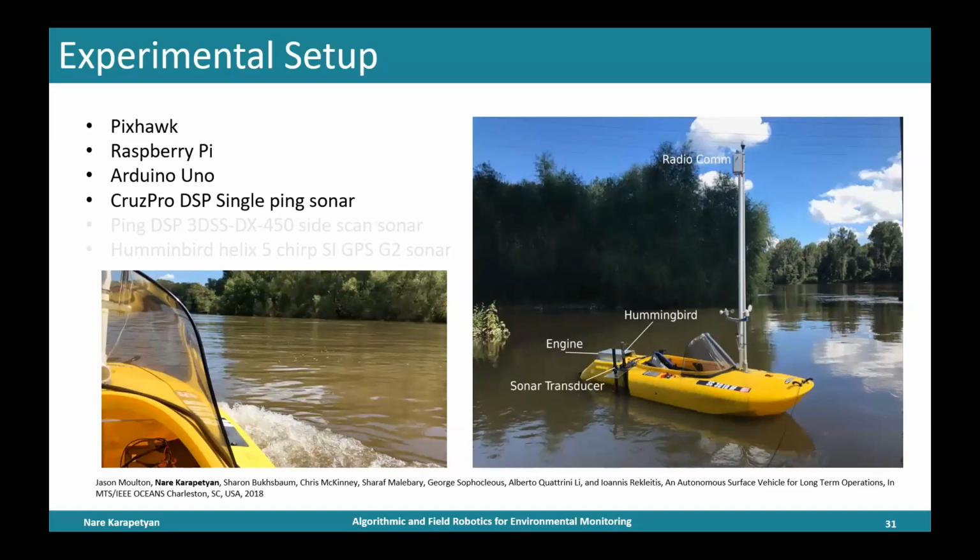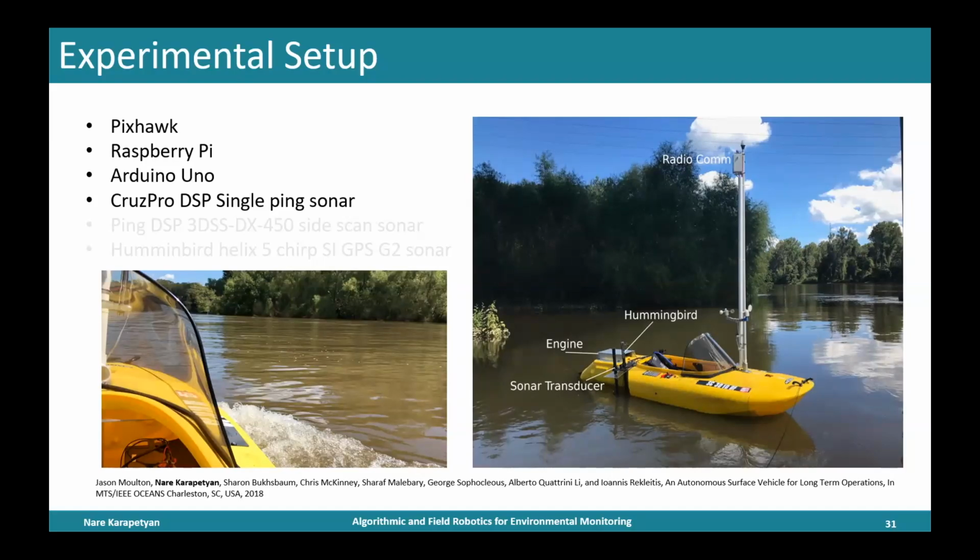So the experimental setup consists of these boats that we have in our lab. We have built about 6 of them, from which 3 have been deployed for this experiment. We made them autonomous in the lab using the Pixhawk controller for navigation. We have a Raspberry Pi that collects the data and records it on board the boat, and we used a single-beam ping sonar to collect the bathymetric information of the environment.